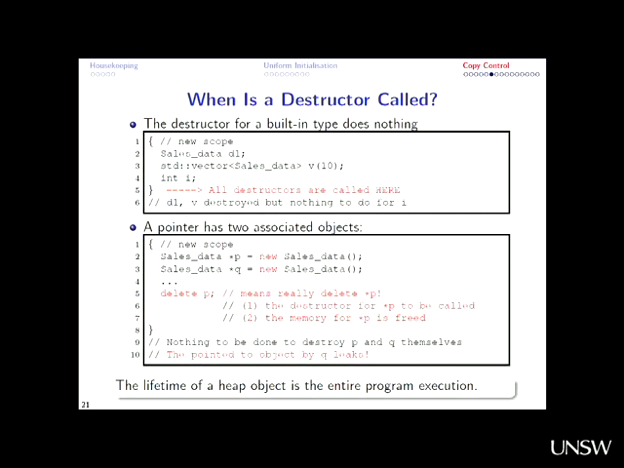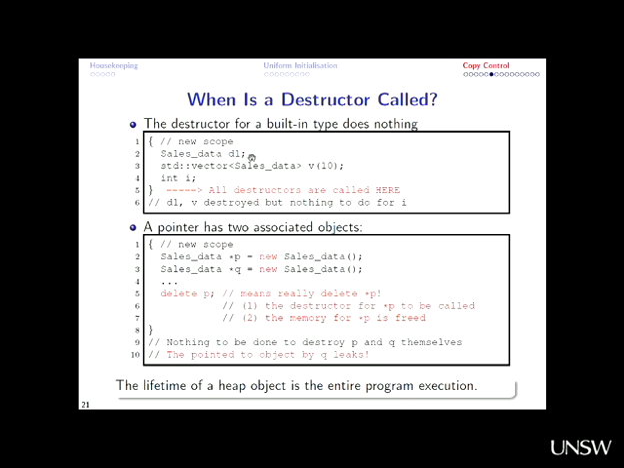So here's an example. It's probably the first time you've seen new and delete in this course. I'm assuming most people know what new and delete is. If you don't, short version, new creates an object, delete deletes an object. So let's say we have a sales data object here.